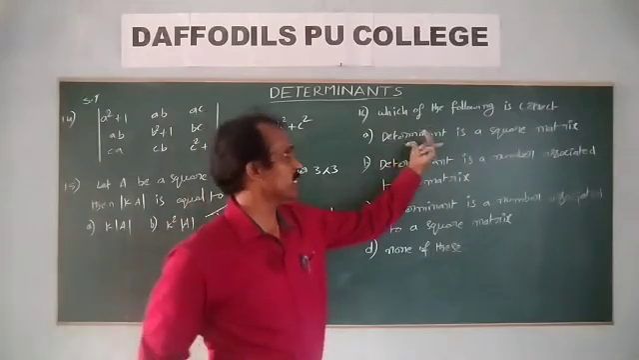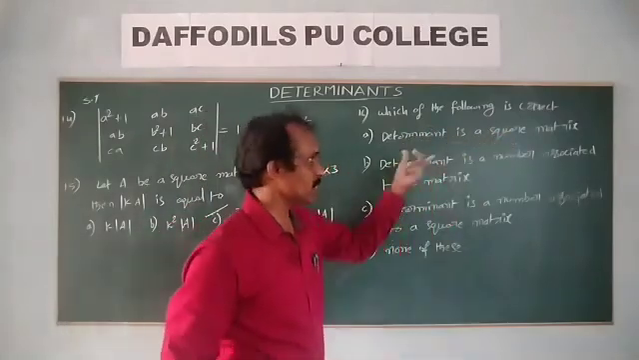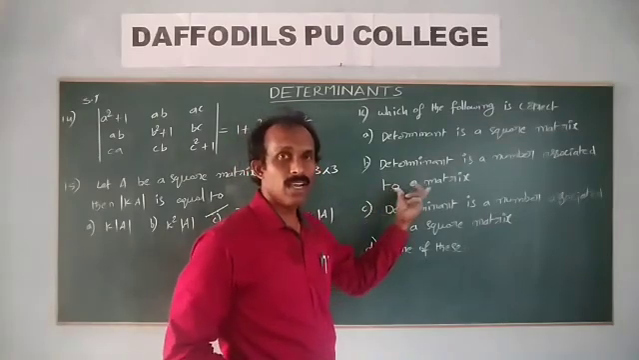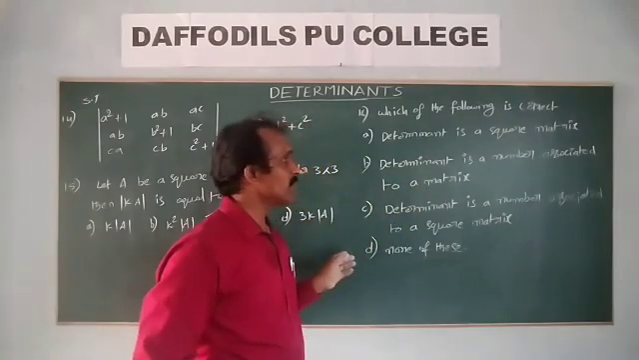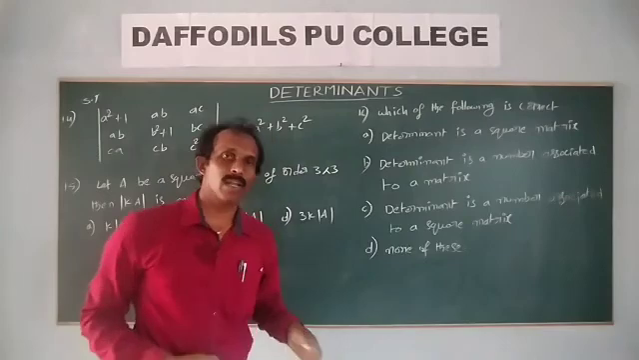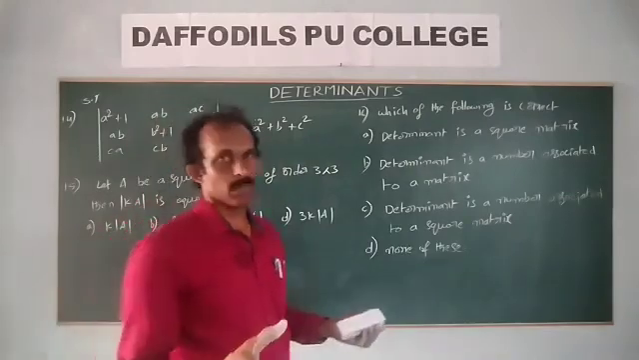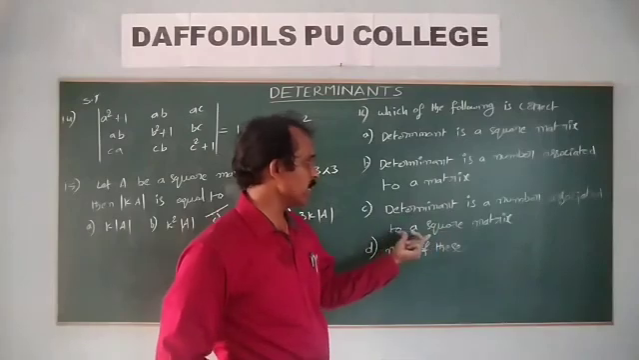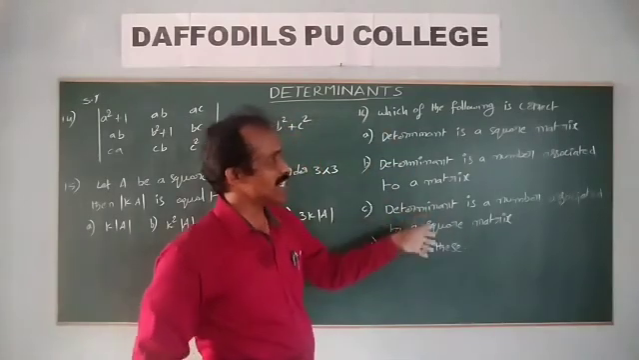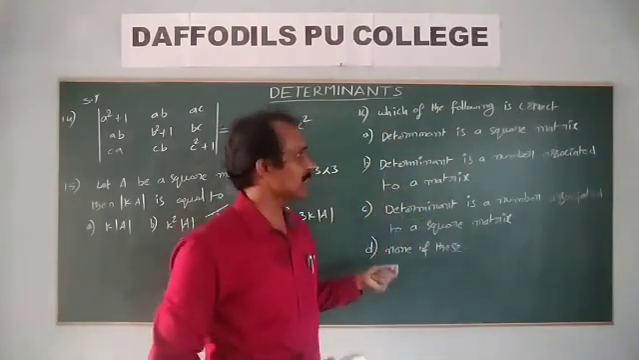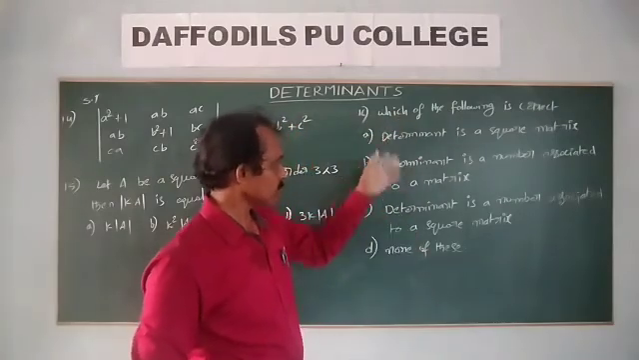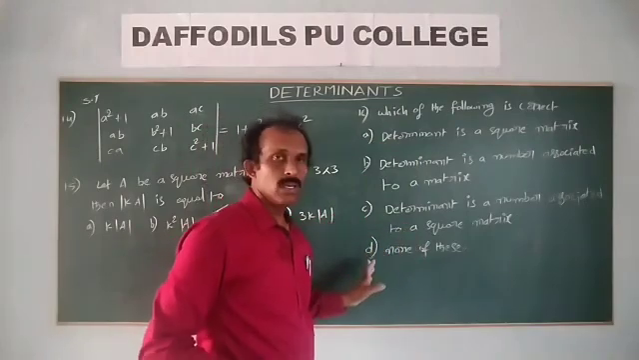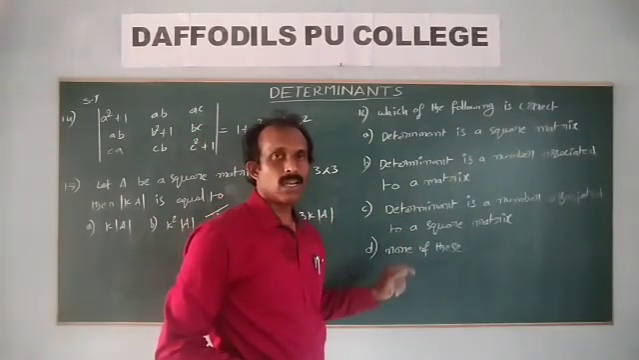Already we explained this. Determinant is a square matrix, that also was explained. Next, determinant is a number associated to a matrix; the definition of the determinant was already explained. Determinant is a number, a real number or a complex number. Next, determinant is a number associated to a square matrix. So once you read this, you can observe the answer. And the last option, none of these, is not possible.